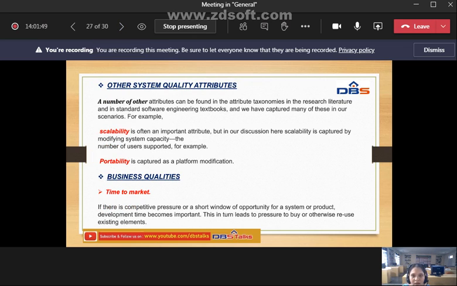Here we also have other system quality attributes, which I just mention. There are a number of other system quality attributes. One is scalability. Majorly we can say the above six: availability, modifiability, performance, security, testability and usability. These are the major system quality attributes, and we also have other quality attributes such as scalability and portability, which is captured as platform modification.